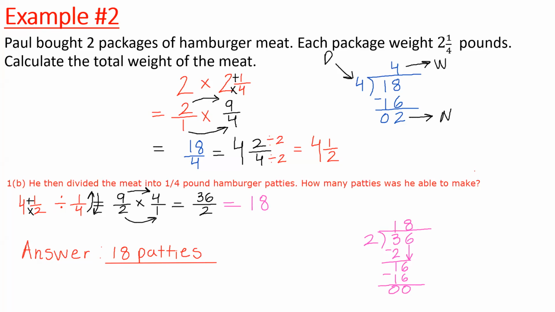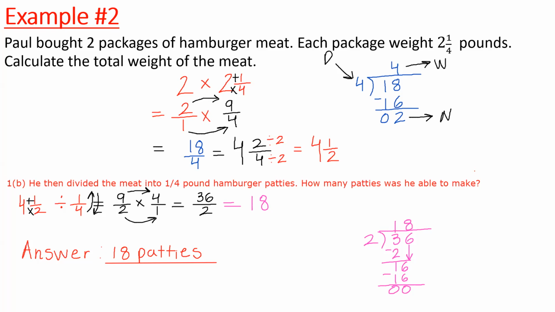Yes, sir. First we had to convert the mixed fraction to an improper fraction. So we multiply 4 times 2, and that gives us 8, and you add the 1, which equals 9 over 2.